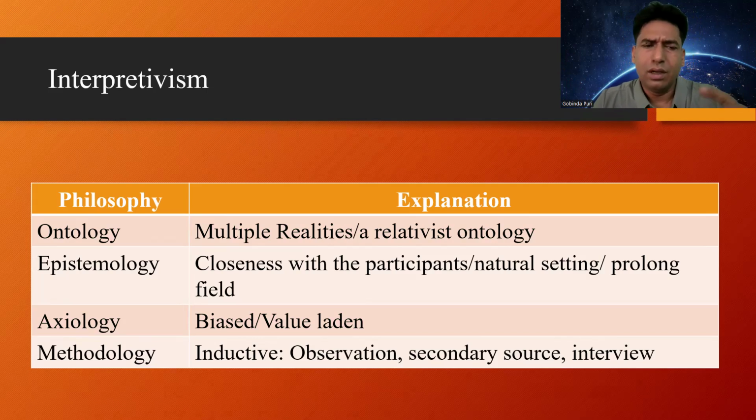So we said before, the epistemology means the relationship between the knower and the known. That's why it talks about the approach to go to the field and collect the data. And under the axiology, it is biased, value laden. Researchers' value can be implied in the research. And next methodology, inductive research. Interpretivism follows inductive, like observation. It may depend on the secondary sources of data as well. Sometimes maybe discourse analysis, and interview, field notes kind of thing.